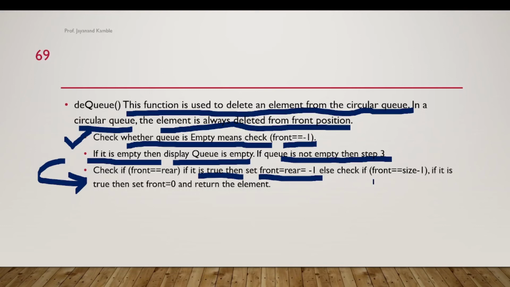So here we set the values of front and rear as minus 1, and if front and rear are not the same, then we check if front is equal to size minus 1. If it is true, then set front equal to 0 and return the element. So we return the element that we are going to delete. That means the last element is deleted and then front is set to 0.